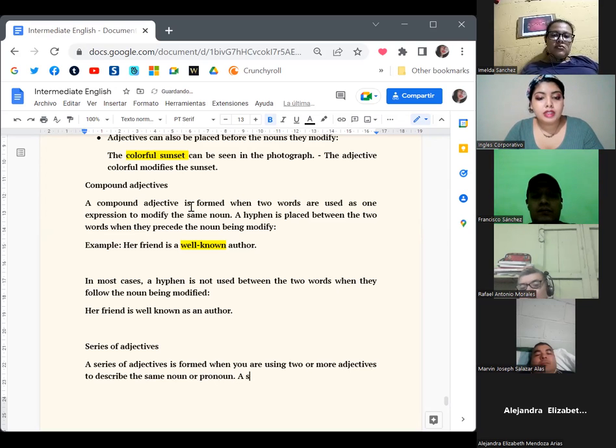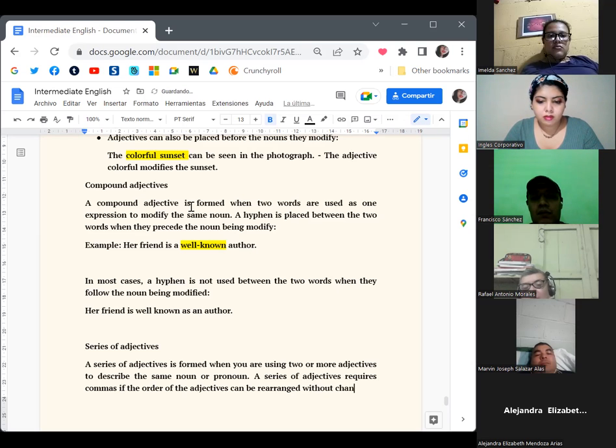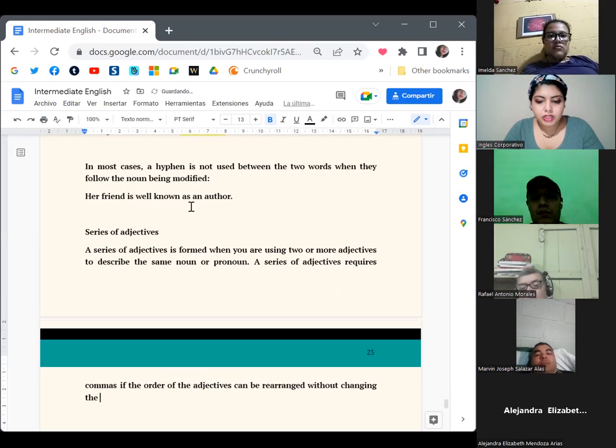And it says a series of adjectives requires commas. So in this case, we're saying that when we are using two or more adjectives, we need to separate them using commas, changing the meaning of the sentence.